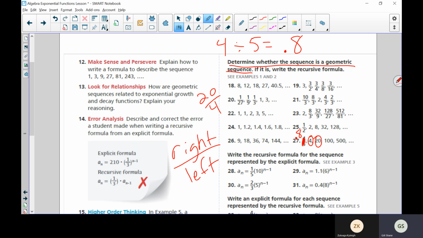Now let's look at 26. Now we could do the whole right and left thing, but can you tell what I'm multiplying to go from 9 to 18? Yeah, that's pretty easy.